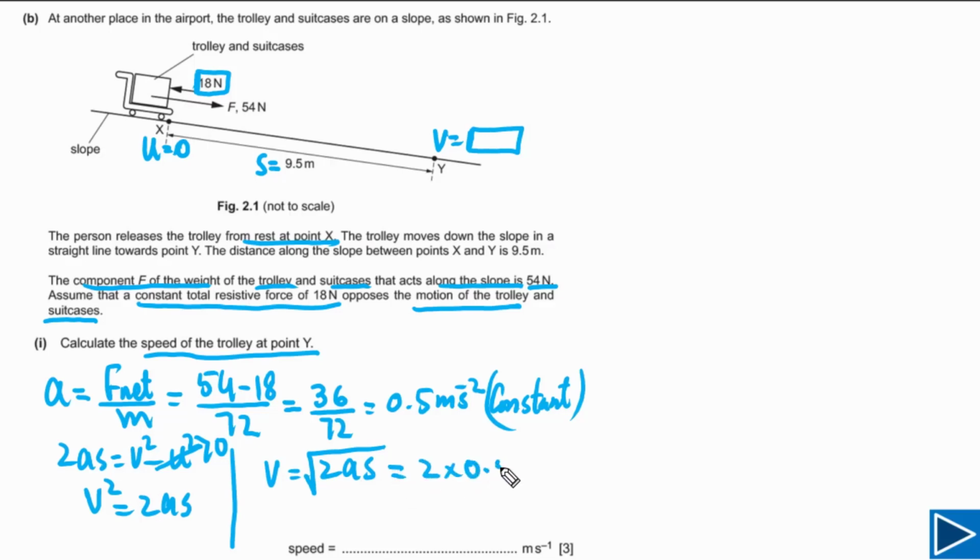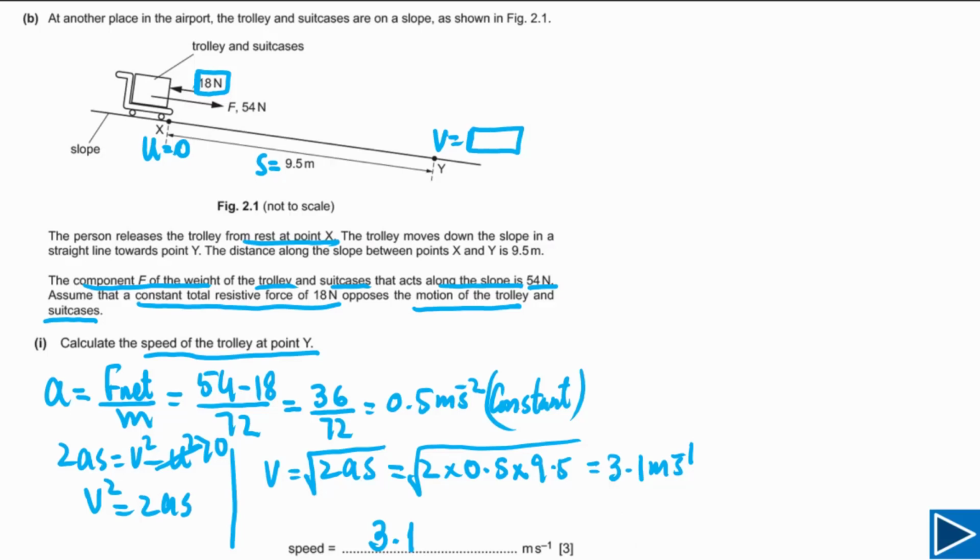A is given, that is 0.5, and s is equal to 9.5, and simply we need to take the root of this. If we take the root of this, that will be equal to 3.1, and this is the final answer. So the final answer is 3.1. This question has 3 marks.